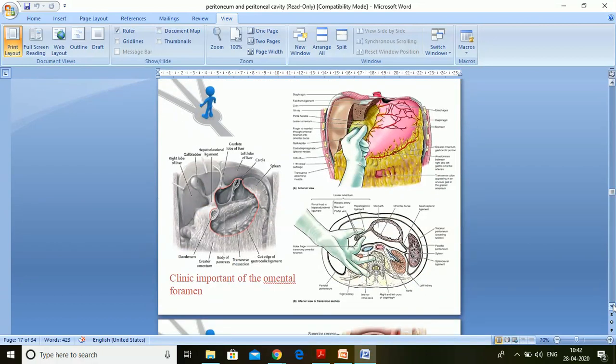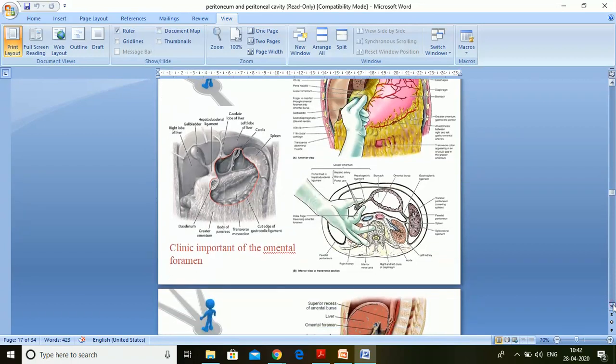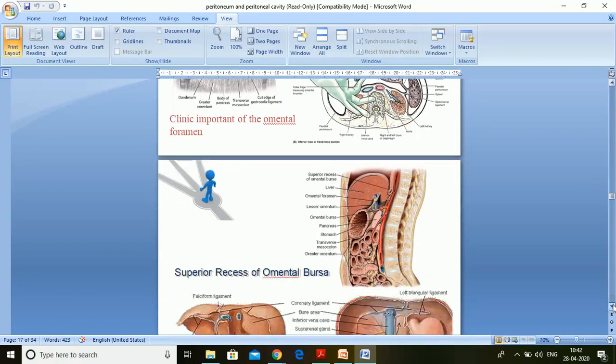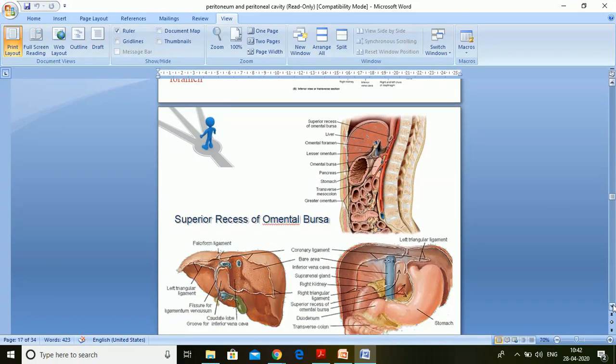So the clinical importance of the omental foramen: it is a way of communication between both the sacs, the greater sac and the lesser sac. It is also helpful for ligation of the vessels. It is useful for the approach, and mainly for the ligation of the vessels during surgery.